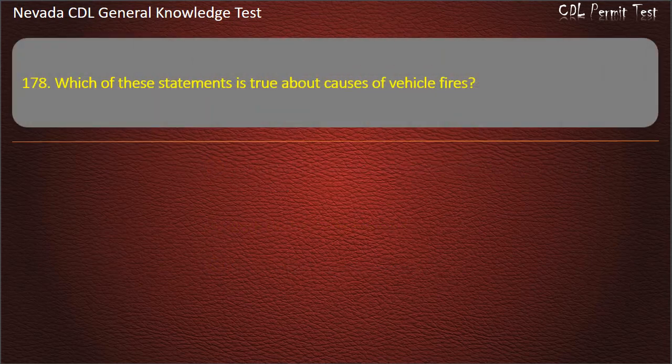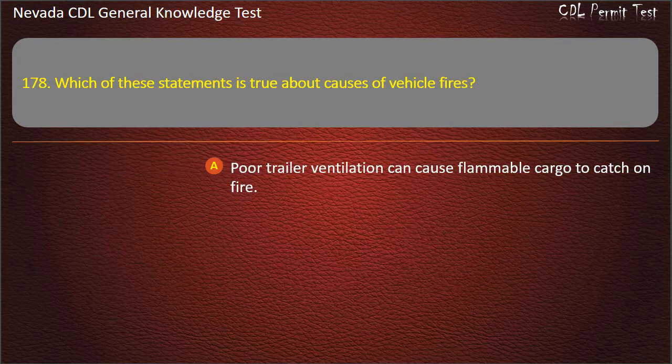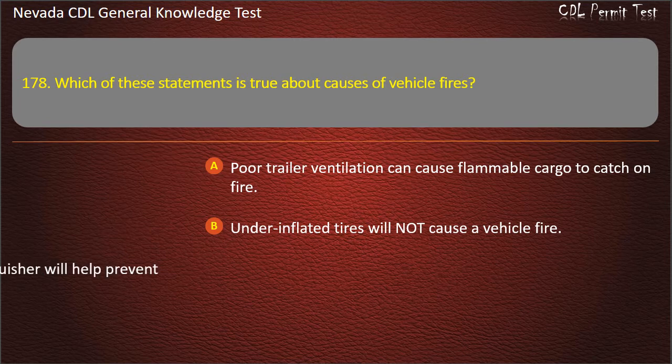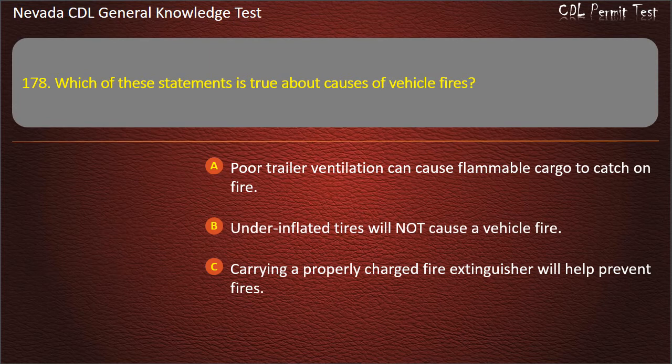Question 178. Which of these statements is true about causes of vehicle fires? Poor trailer ventilation can cause flammable cargo to catch on fire. Underinflated tires will not cause a vehicle fire. Carrying a properly charged fire extinguisher will help prevent fires.